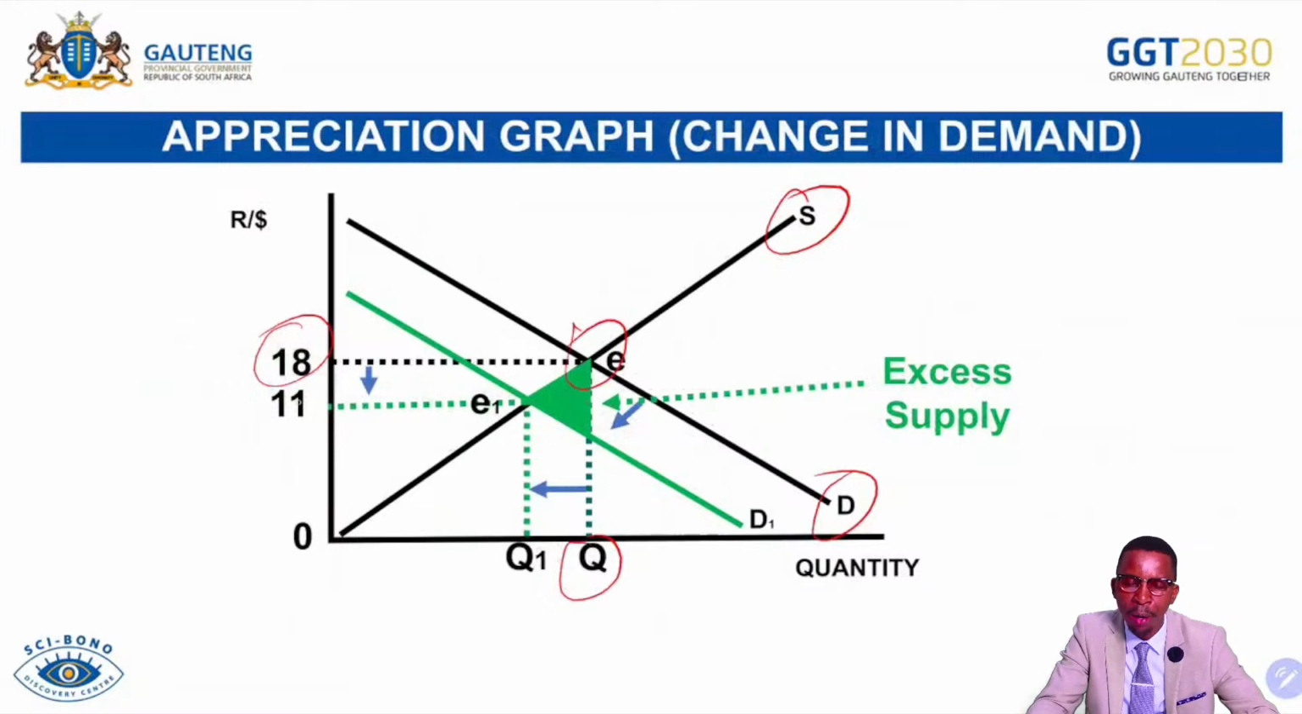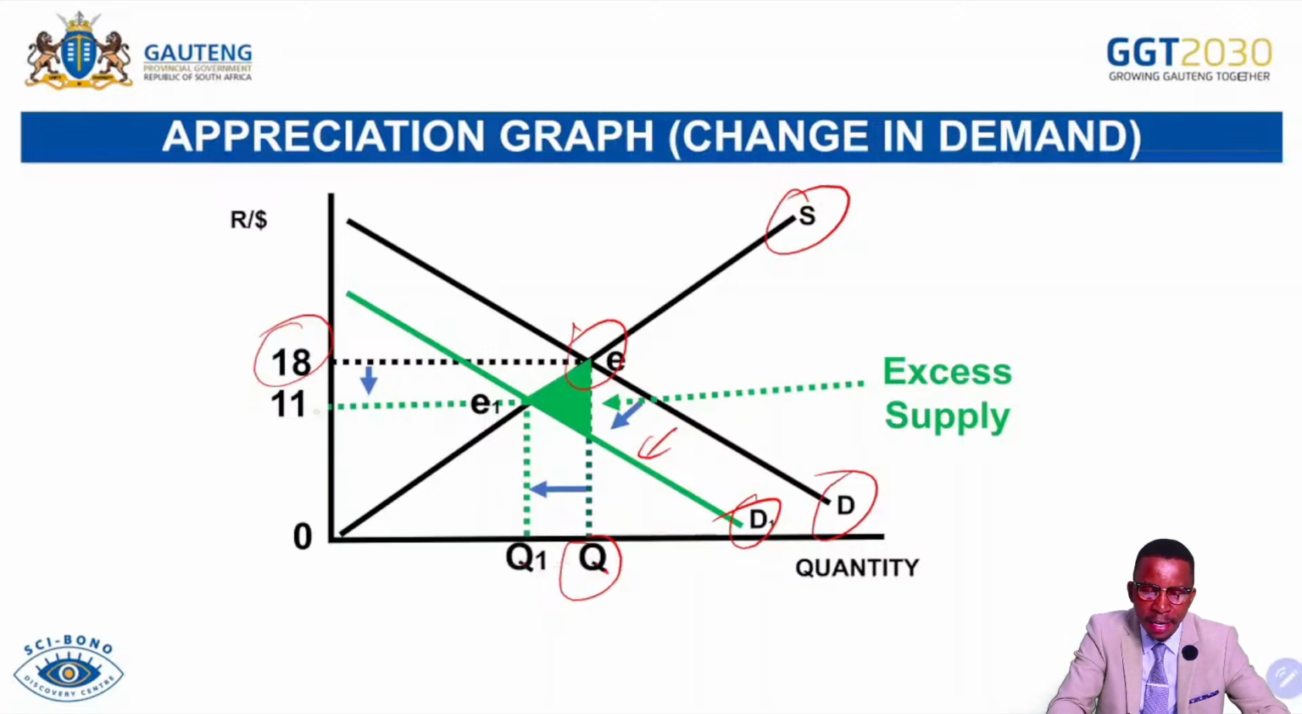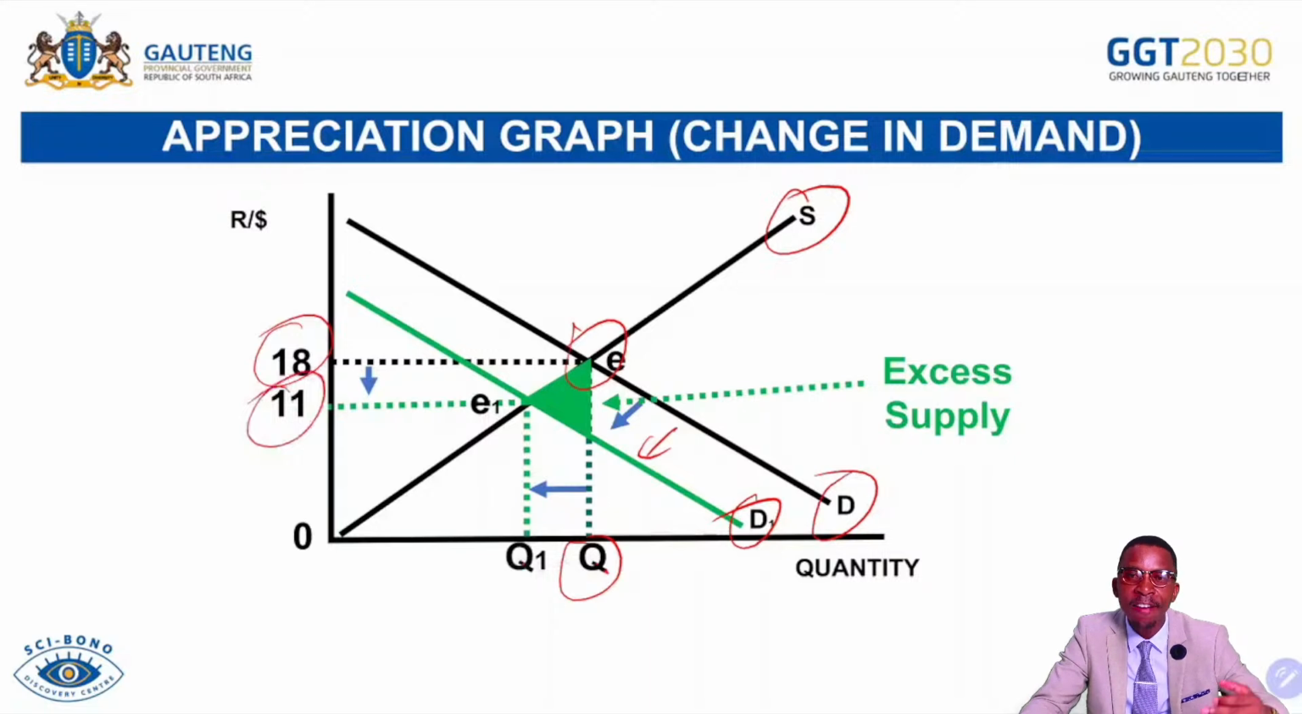But then what happens now? The demand for South African rands declines from D to D1. As it declines from D to D1, the supply remains high, because it's still supplied at Q, the higher level, but the demand is declining. That will lead to excess supply, because the supply of rands remains higher while the demand for rands is now lower than what is supplied. Then our currency appreciates from 18 rand to 11 rand. We are now paying 11 rand to afford a single dollar, while before we were paying 18 rand.